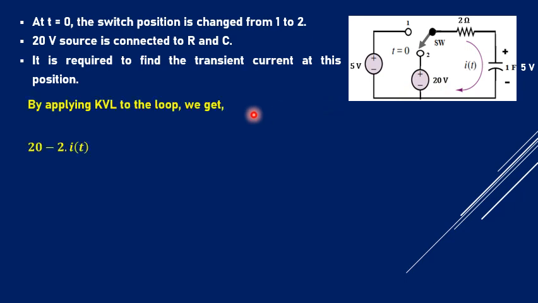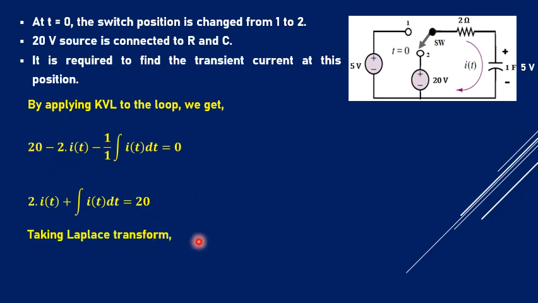So by using KVL, we will write Kirchhoff's voltage equation, that is 20 minus 2 into I of t minus 1 by c integral I dt, where this value of c is 1 farad. So you can write 1 here. Sometimes they may give in microfarads also. So in such case, it will be 1 into 10 power minus 6. Now just rearrange the terms, bring this 20 to the right hand side, and take Laplace transform.